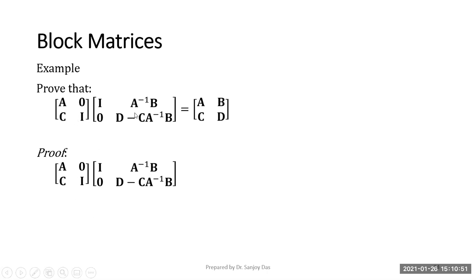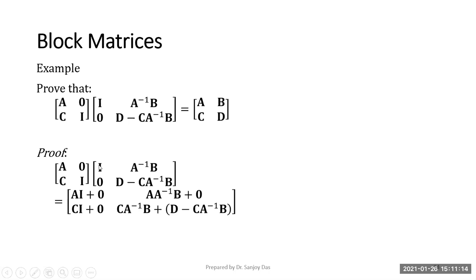So how do we show that the product of these two block matrices equals this block matrix here? For the most part, we can pretend that these are scalars, except we have to pay attention to the order of the appearances of the matrices. We do the multiplication: this is A I plus 0, 0. A inverse plus 0 times this, which is 0. 0 times this is 0. So A inverse B.